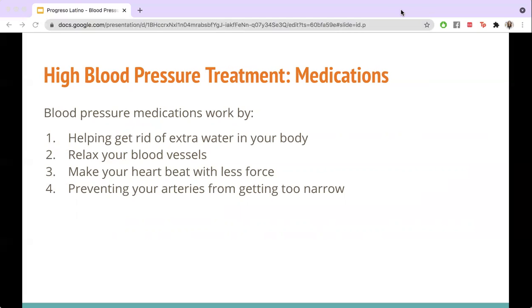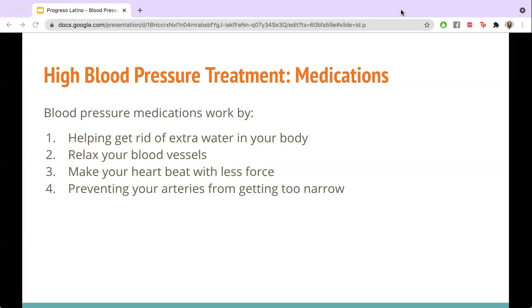Blood pressure medications can also relax your blood vessels, and they can make your heart beat with less force. If your heartbeat isn't as strong, less blood will get pumped from your heart to your body, and this will make sure that the pressure in your vessels doesn't get too high.